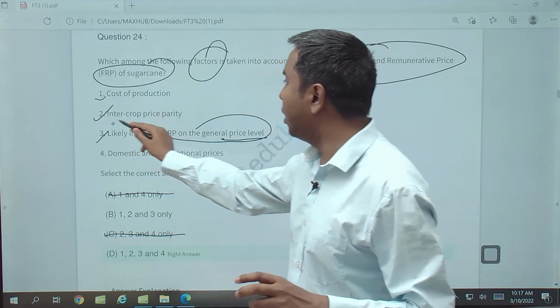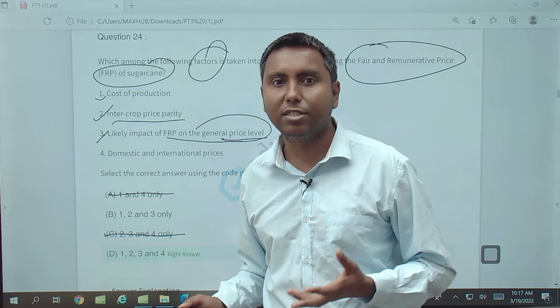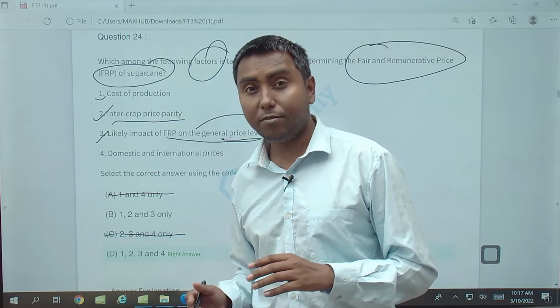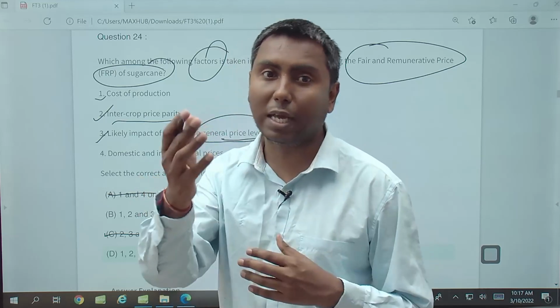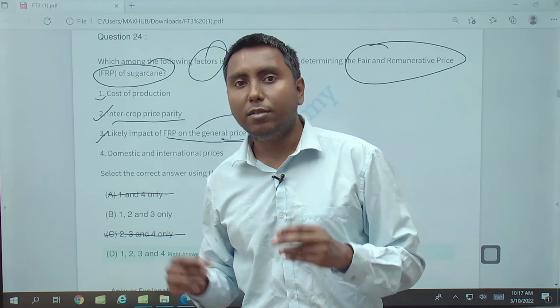Now come to 2, inter-crop price parity. Of course inter-crop price parity affects FRP, because suppose the price of sugarcane, that is FRP, is very high, then what will happen?